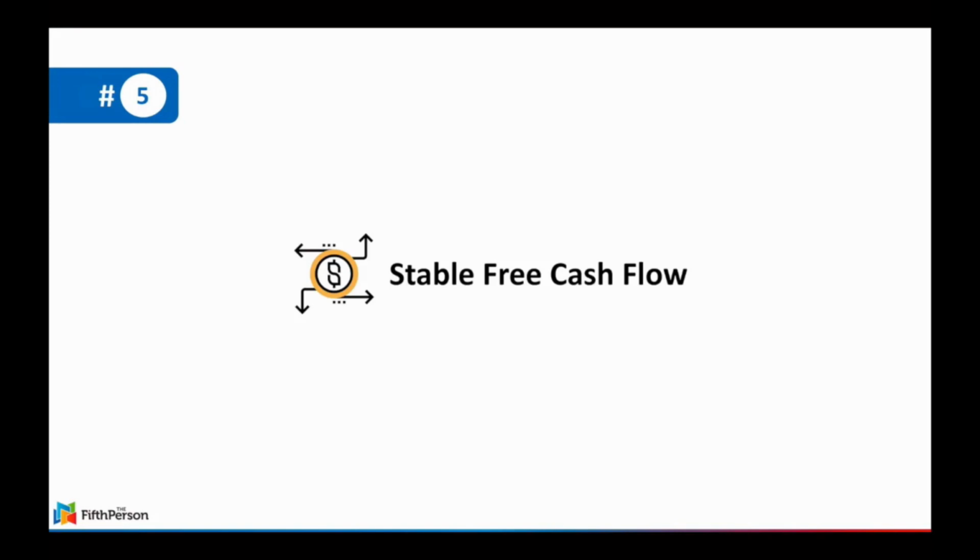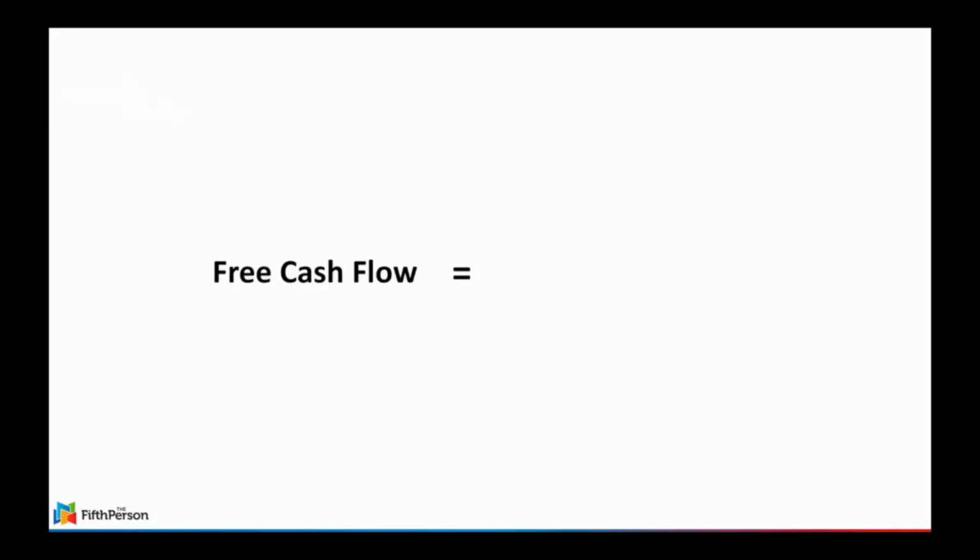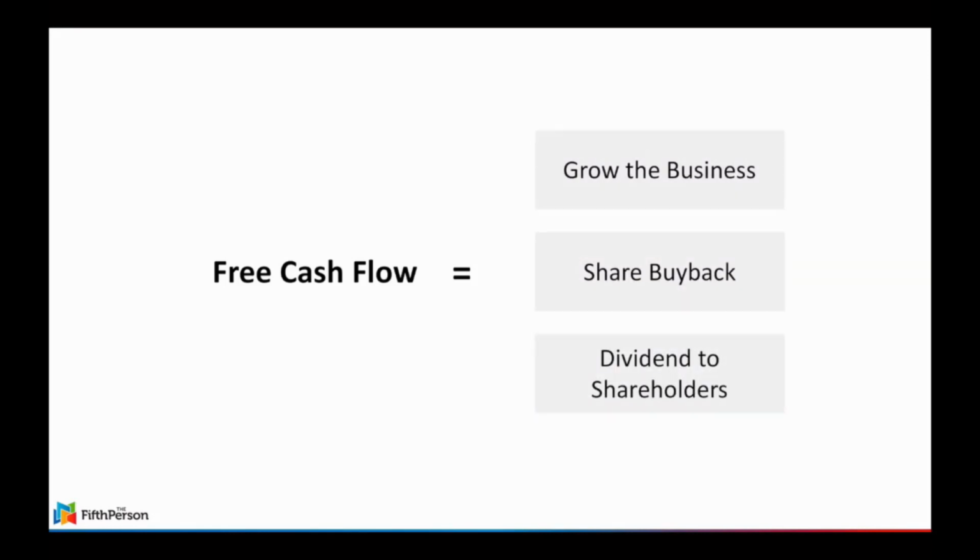Free cash flow is the cash left after deducting the capex from the cash flow. With free cash flow, the company can have options to use the excess cash to either grow the business, do share buyback, or pay dividends back to shareholders. A company can be profitable on the income statement, but if they have inconsistent or negative free cash flow, it will have trouble paying the dividends to shareholders.